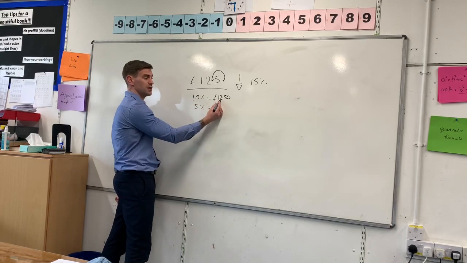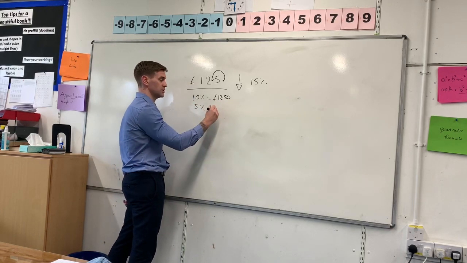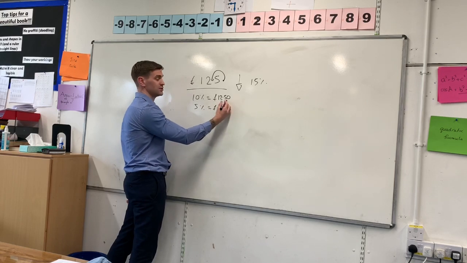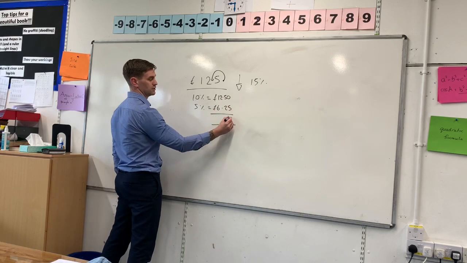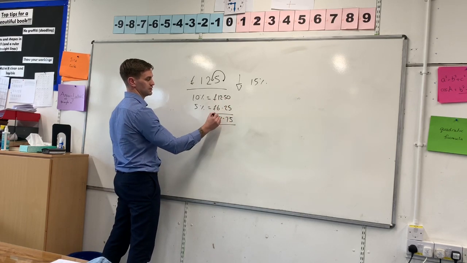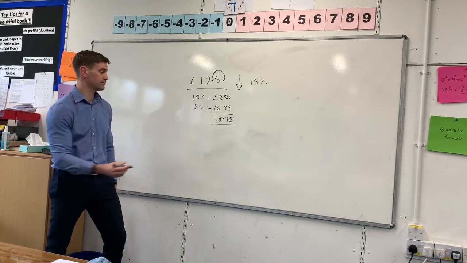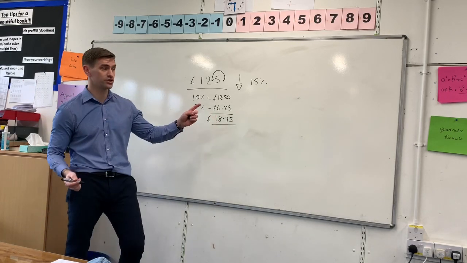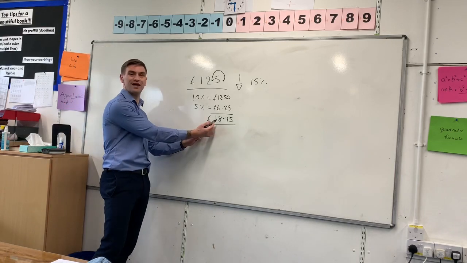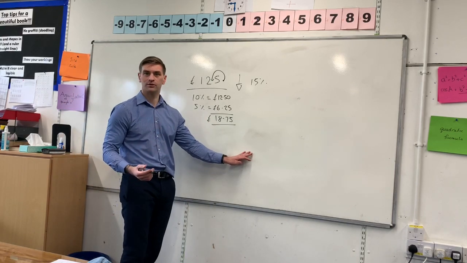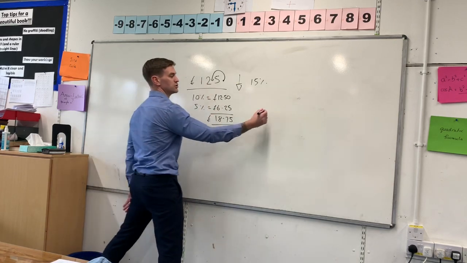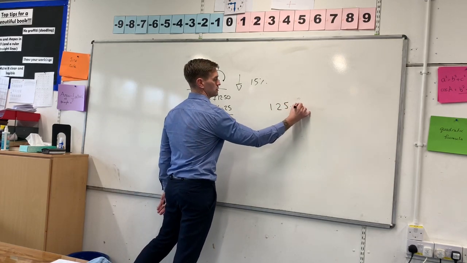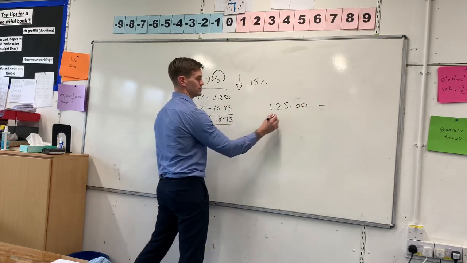Okay, so 5% is going to be, what's half of £12? £6. What's half of 50 pence? 25 pence. So I know 15% is going to be £18.75. So go back to the question. Sometimes you kind of get carried away, put that as the answer and forget the question. The question was to decrease it. So I need to do my £125 minus my £18.75.